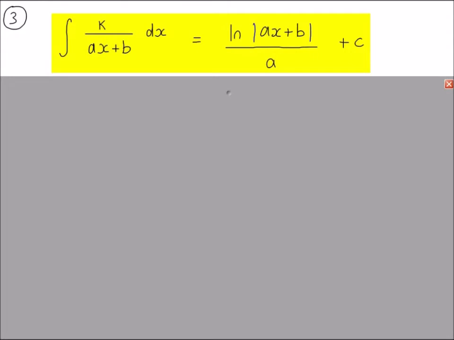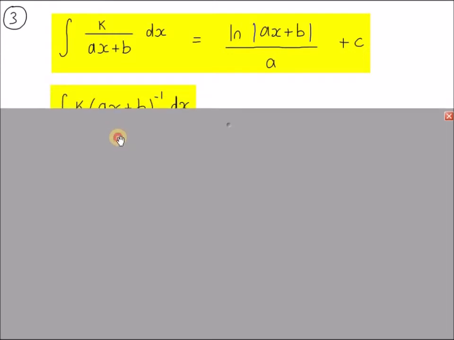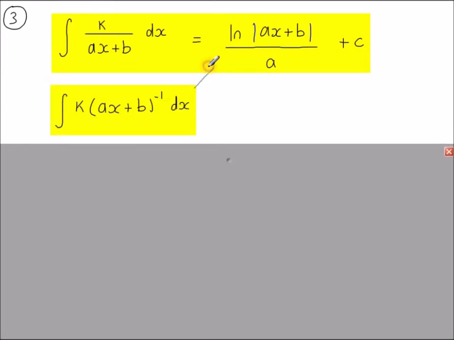So we're integrating functions of the type where you have a constant in the numerator and a linear function of x in the denominator. So you get a natural log. We have to use this modulus notation, and we can see that the ax plus b, the linear function, goes in here, but we're dividing by the coefficient of x, which is a. Now this can be rewritten in this form as well, giving you the same result.